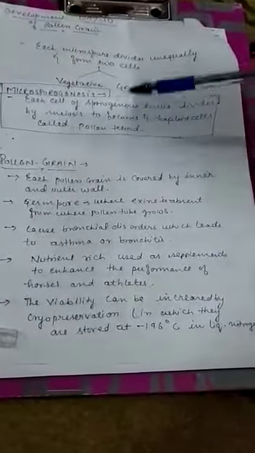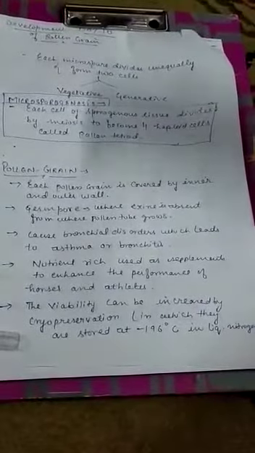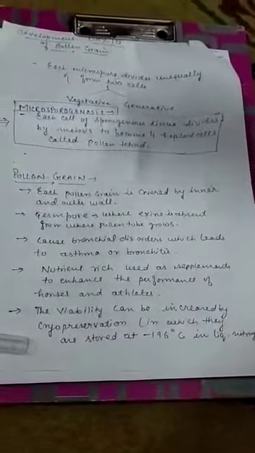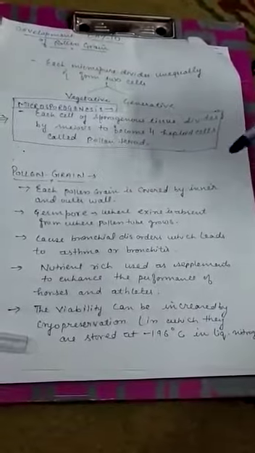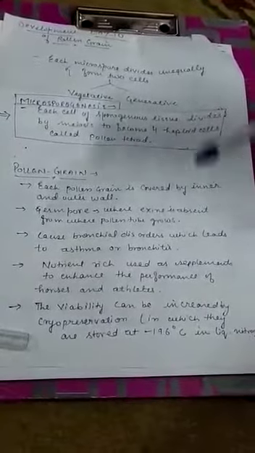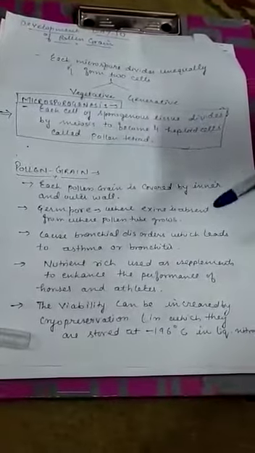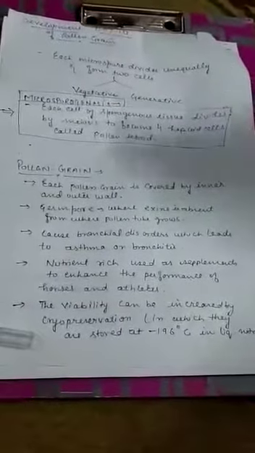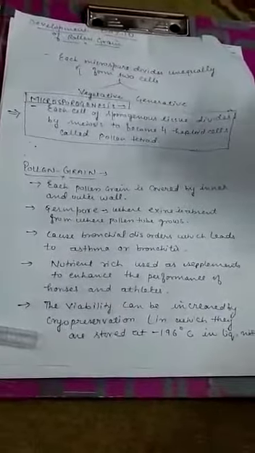Pollens lose their viability from minutes to a few hours or months, depending upon the variety of plants. For example, pollens of rice and wheat are viable only for 30 minutes, whereas those of the Rosaceae, Leguminosae and Solanaceae families remain viable for months. The viability of pollens can be increased by cryopreservation.